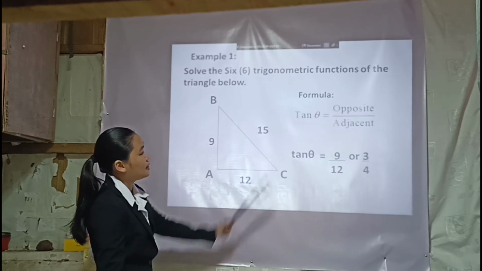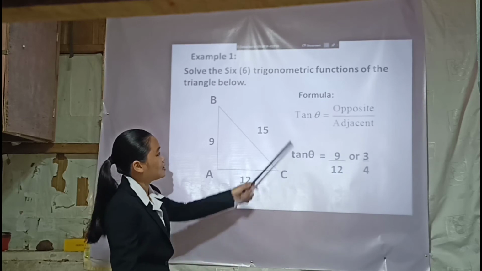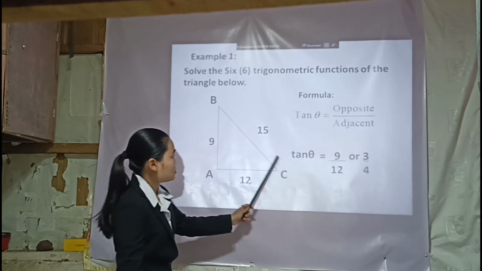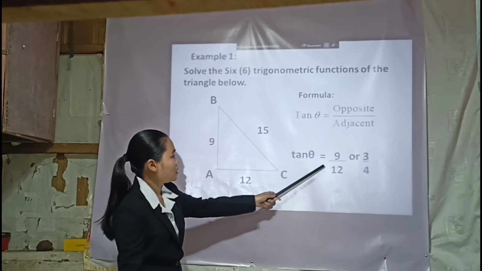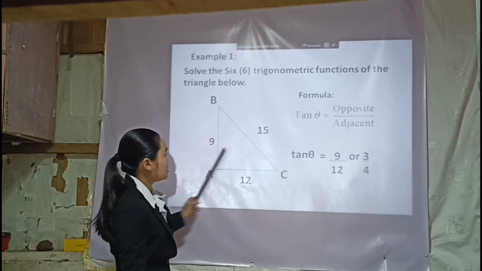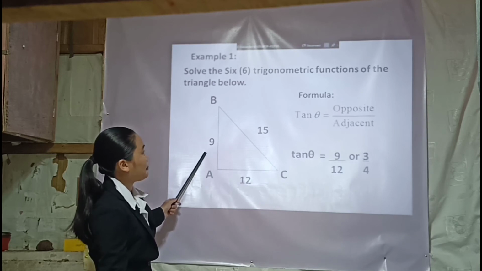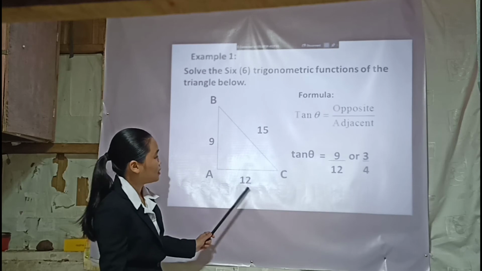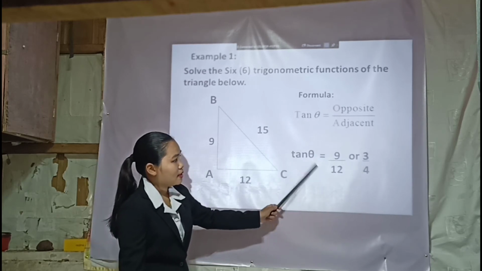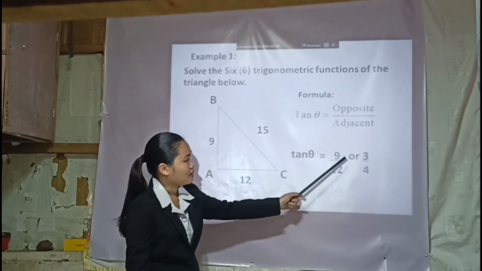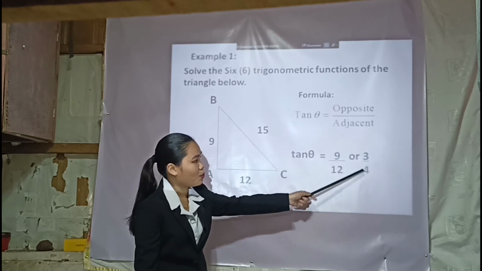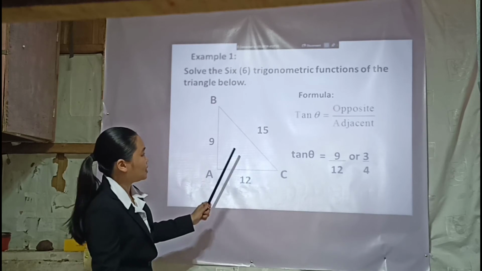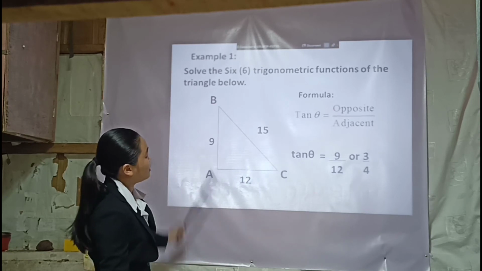Next is tangent. The formula of tangent is tangent theta equals opposite over adjacent. So, tangent theta equals 9 over 12, which is 9, the value of the opposite, and 12 is the value of adjacent. And it can be reduced by dividing by 3. That's why the answer is 3 over 4. So, 3 over 4 is the value of tangent theta in this figure.